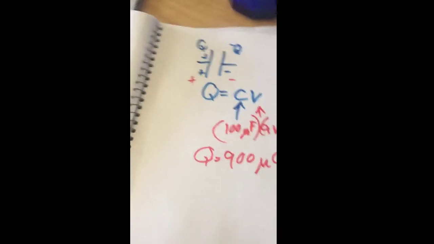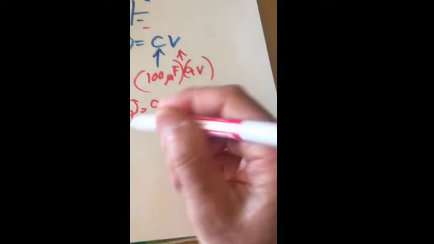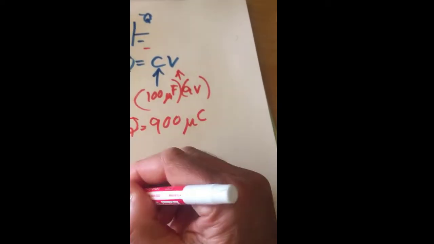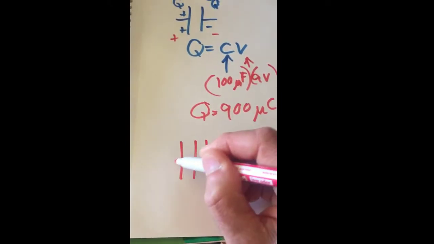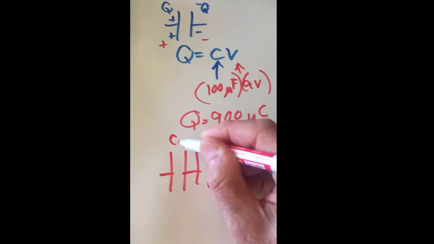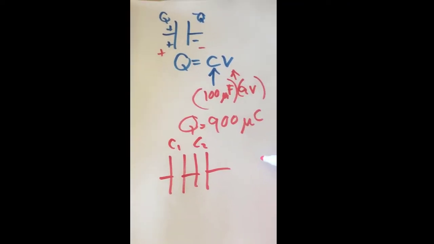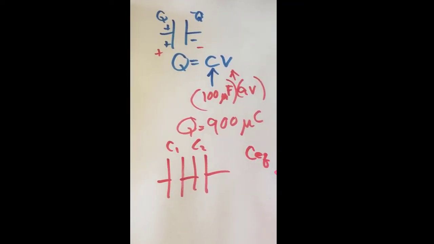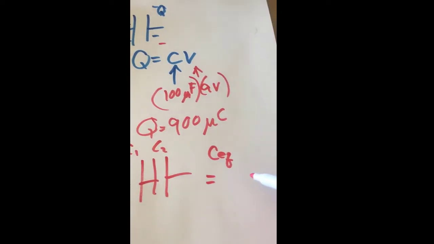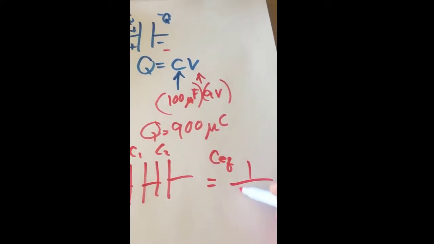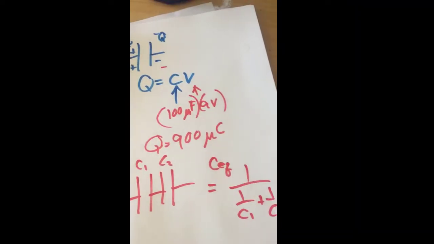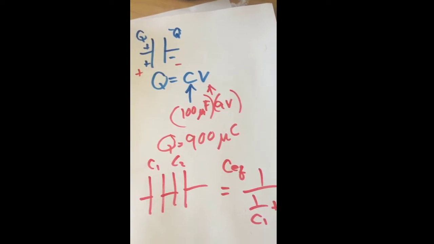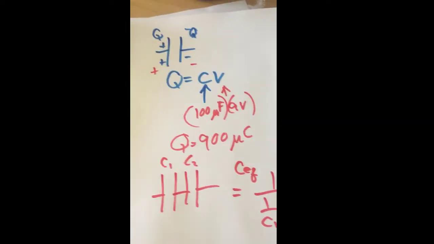Another thing we discussed was equivalent capacitance. If you have capacitors that are in series, C1, C2, the equivalent capacitance, if you could replace these two capacitors with just one capacitor, that capacitor would have a value of 1 over C1 plus 1 over C2. It's the same equation as when you have parallel resistors, but now it's for series capacitors.